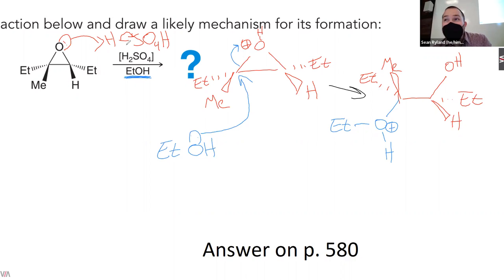So are we done now? What's left, Hannah? Yeah, we just got to deprotonate that extra oxygen we just added. So pick a base. Again, it can be whatever is convenient. You can draw out another ethanol acting as the base. Might as well draw the hydrogen sulfate acting as a base since we made hydrogen sulfate in our first proton transfer.